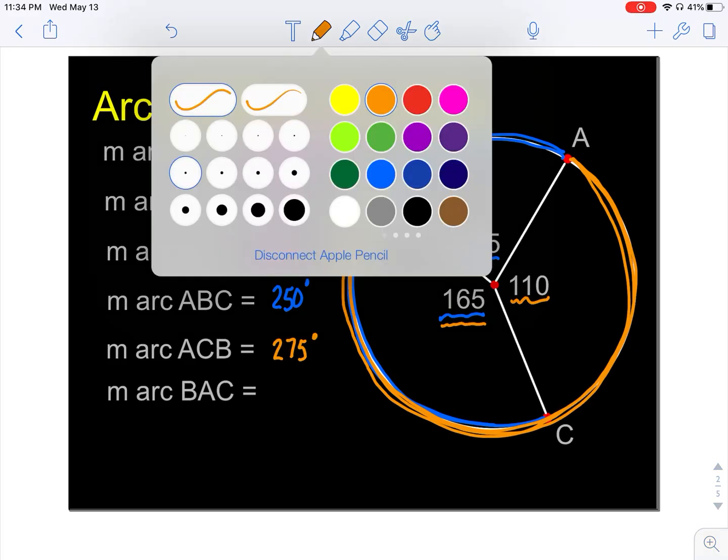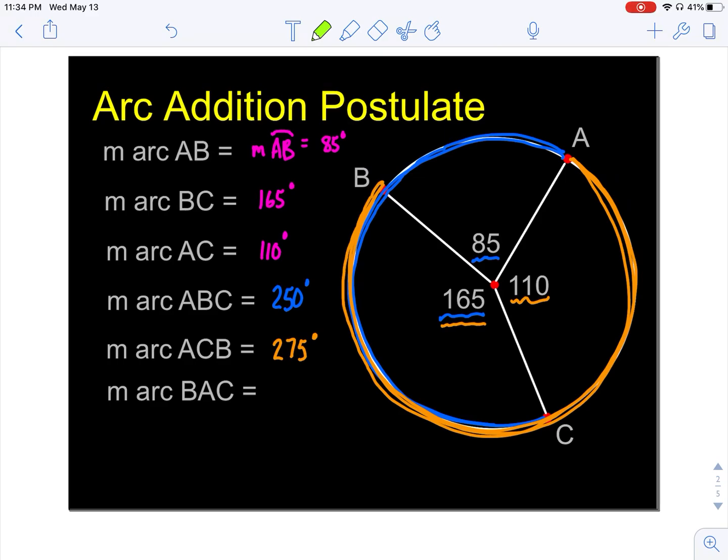And one more, let's go with green, BAC, so B to A to C. That's going to cover 85 and 110 for a total of 195. So sometimes you have to total a couple different arc measures to get some of the major arcs.